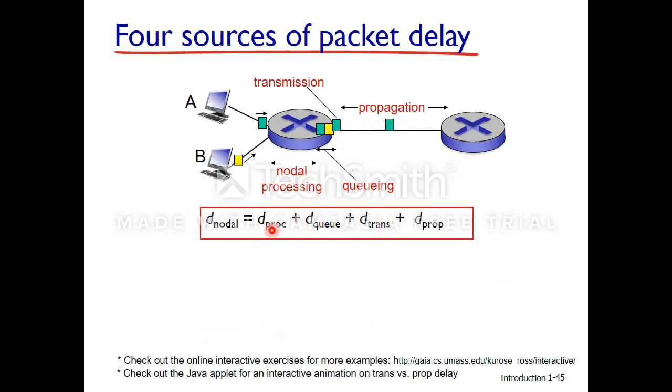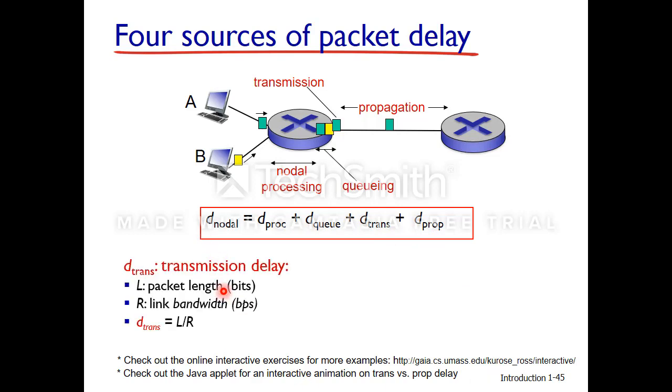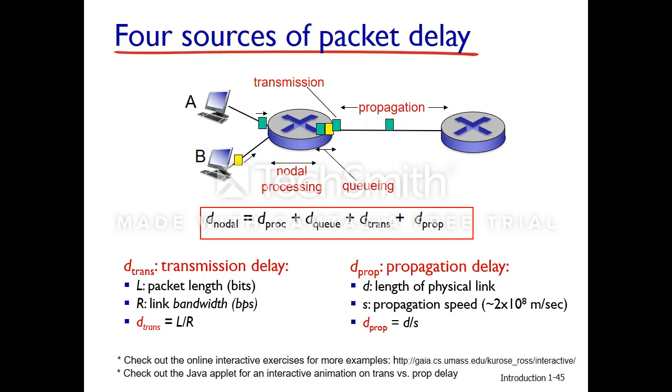So we've covered the processing delay and the queuing delay. Now we need to talk about the transmission delay and the propagation delay. Given a packet of length L bits and a link rate of R bits per second, the transmission delay, as we have already said, is L over R. The propagation delay, on the other hand, given a link of length D meters and the propagation speed in the medium of that link, S, is simply D over S.